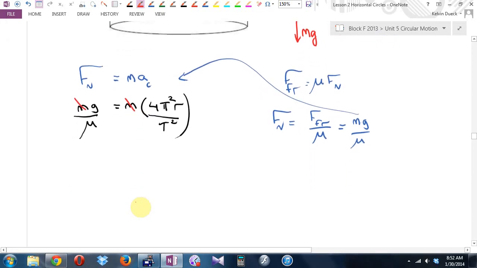I'm going to rewrite this because this one's a little ugly. So I have g over mu equals 4 pi squared r over t squared. I'm trying to get the mu by itself. It's on the bottom right now. I can never get something by itself when it's on the bottom. First thing I want to do is move it to the top. I can use my stuff moves diagonally, can't I? I can move this to there, move that to there, and move that 4 pi squared r down to there.